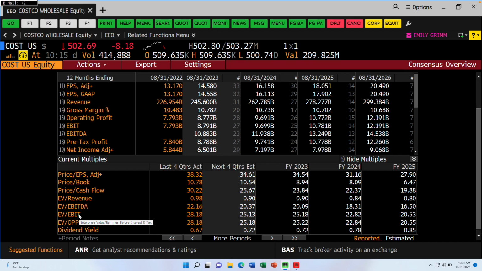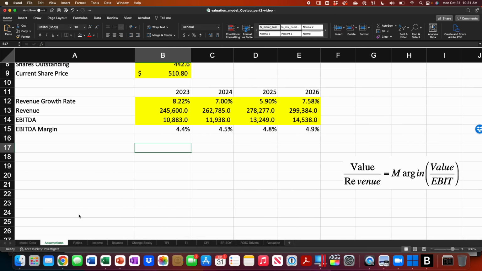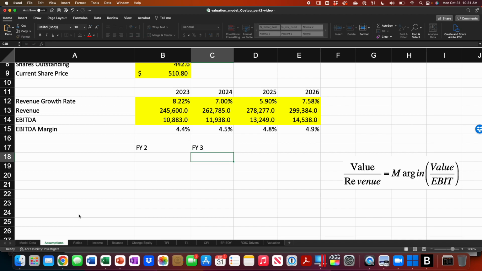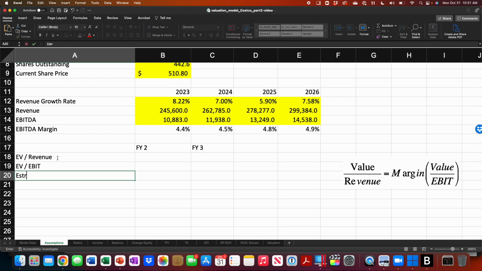Okay? Back into that. Now I'm going to do this for 2 years. So I'm going to do it for forward year 2 and forward year 3. Okay? The reason I'm using the second forward year, not the first forward year, is because the second forward year is the first clean 12 months of forecast. Okay? And what I want is the enterprise value to revenue multiple, or enterprise value to sales, interchangeable terms. And I want my enterprise value to EBIT, because that is going to get my estimated EBIT margin. So these two are yellow.